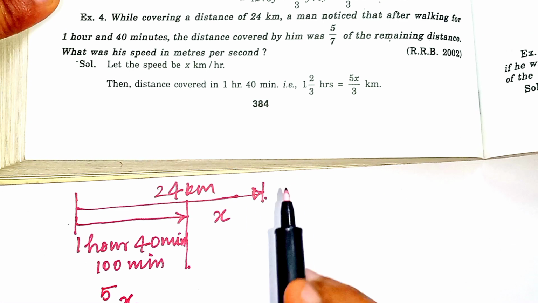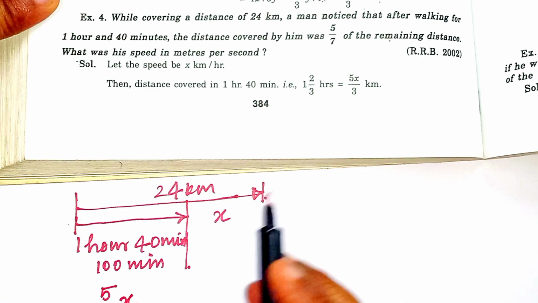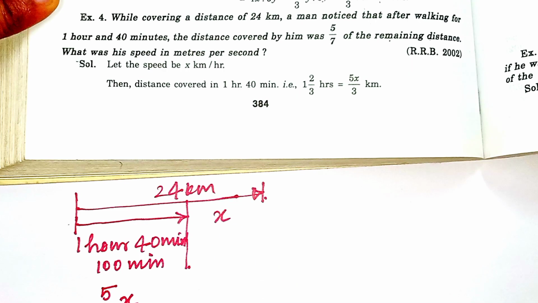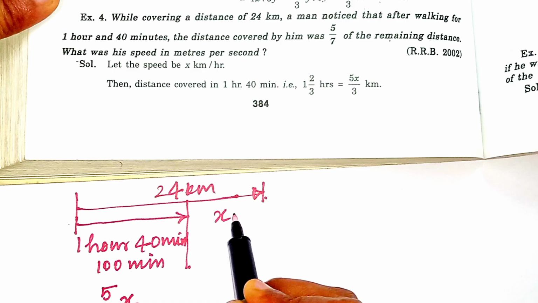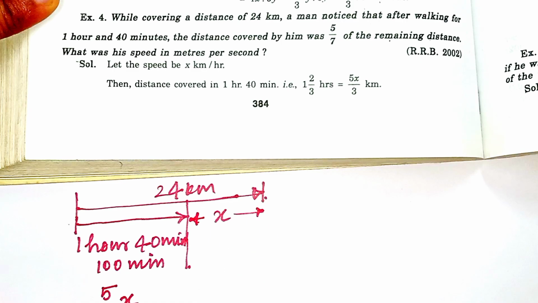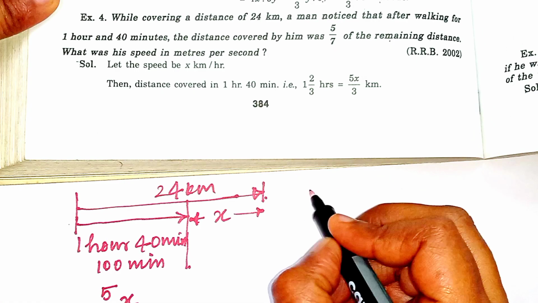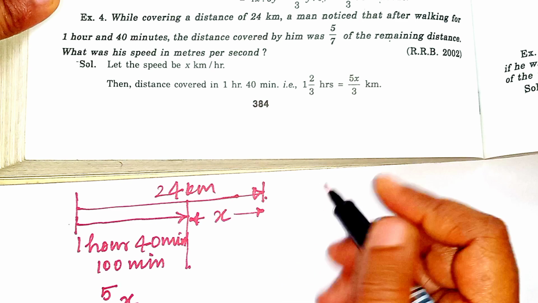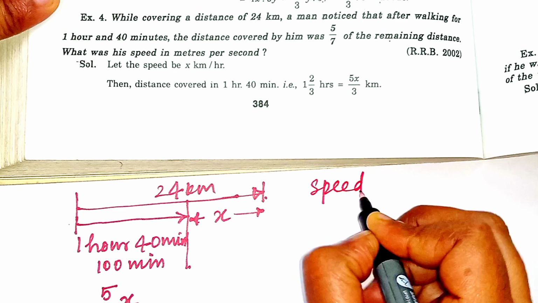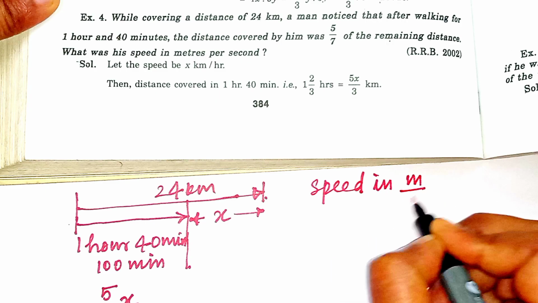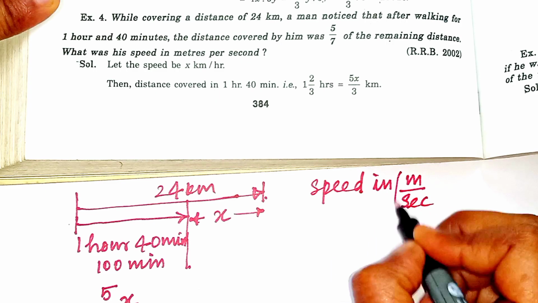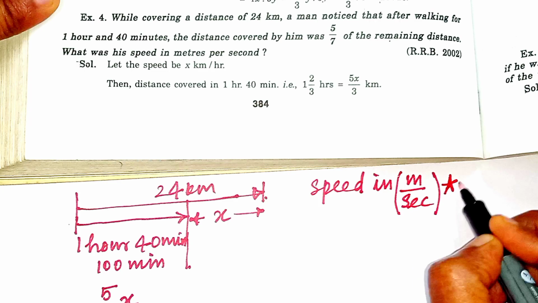If you could understand and interpret the question properly, you will get this formula easily. So once you get this formula that the remaining distance is x, and the distance covered by him is 5 by 7 of x, what was his speed in meter per second? So what is the question? What are they trying to find out? We have to find the speed of this man in meter per second. Okay, so meter per second is important.